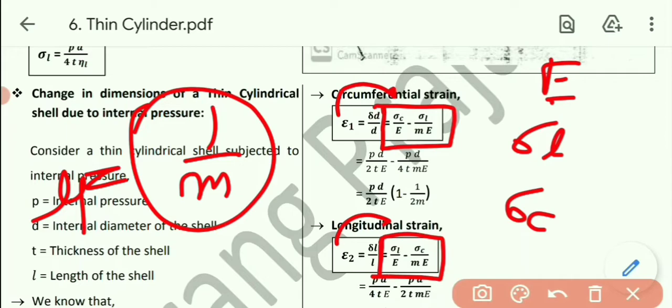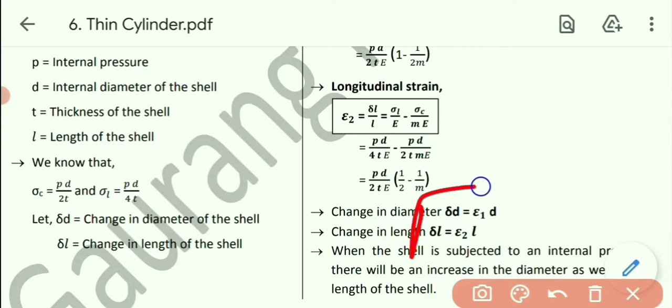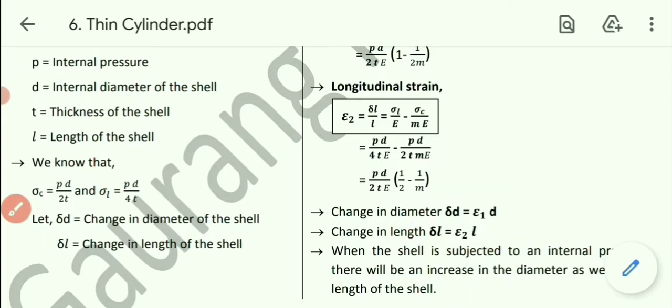Once we get the values of epsilon 1 and epsilon 2, we can easily find the change in dimensions. Put the values of epsilon 1 and epsilon 2 into this equation and you will get the values of delta D and delta L. So these are the changes in dimensions, in case of diameter as well as length.